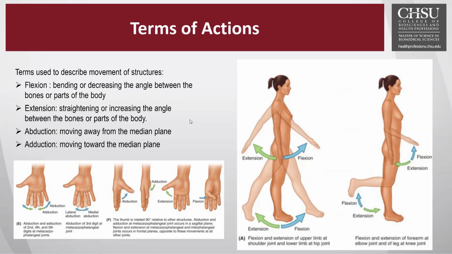Okay, for the thumb specifically, abduction and adduction take place in a slightly different plane, just because of that positional change for the thumb. And then flexion and extension can happen at the digits as well.